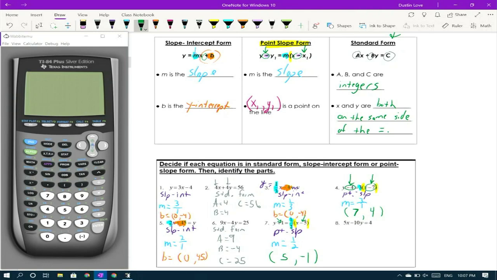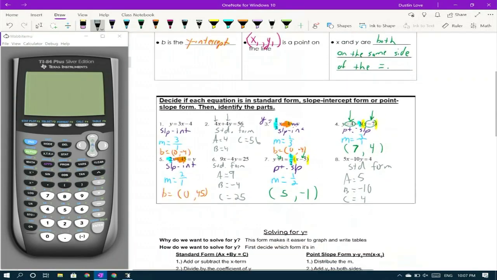And now for number 8. Again, both sides, makes it standard form. And A, B, and C. A, number in front of x is 5. B, number in front of y is -10. And C is the number, or the constant, which is 4.